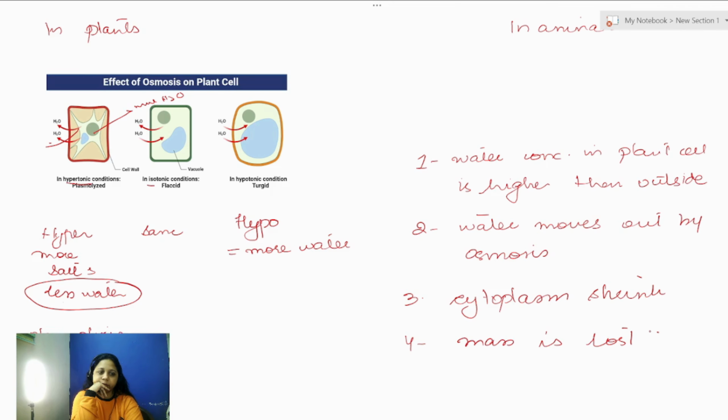Yes, we can say this. Okay. And why does it increase or gain mass when placed in a dilute solution? Now the second name of hypotonic solution is dilute, meaning a lot of water is available. Into the cell.